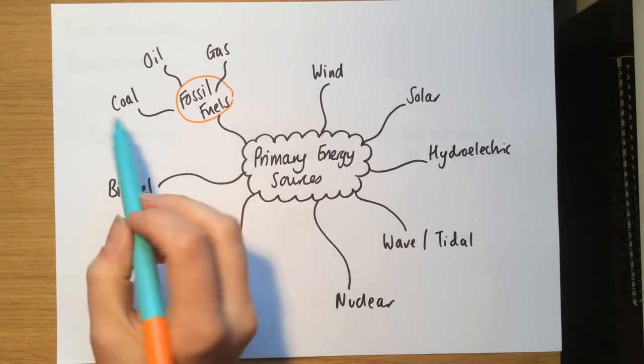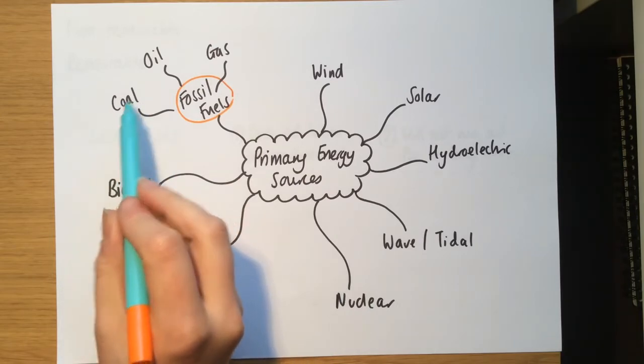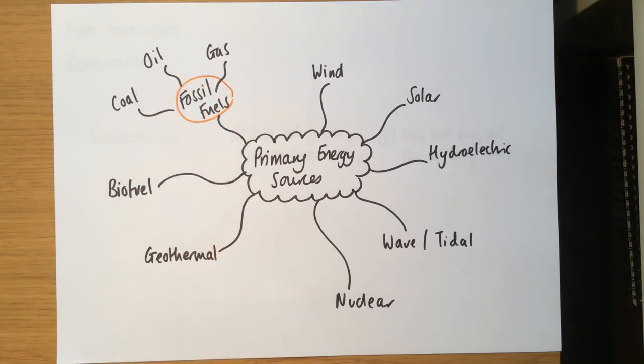Okay, coal, as far as I know, is dead plant matter. Oil and gas is usually more under the sea and often is dead sea creatures as well as dead plant matter. But they take billions of years to make, so we can't just make them really quickly. It takes a long time.